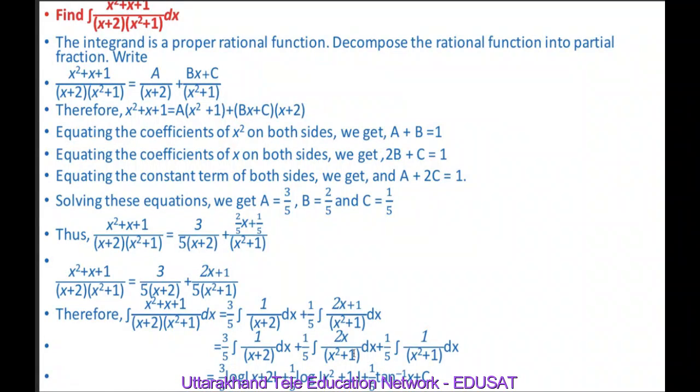To integrate this part, substitute x square plus 1 equal to t. Then you get 2x dx equal to dt, so here you will have dt upon t. The integration of dt upon t is log t, and t is nothing but x square plus 1. So I have written directly 1 upon 5 log of x square plus 1. And you know the integration of 1 upon x square plus a square is 1 upon a tangent inverse x upon a. In place of a you have 1 here, so 1 upon 5 tangent inverse x plus c.